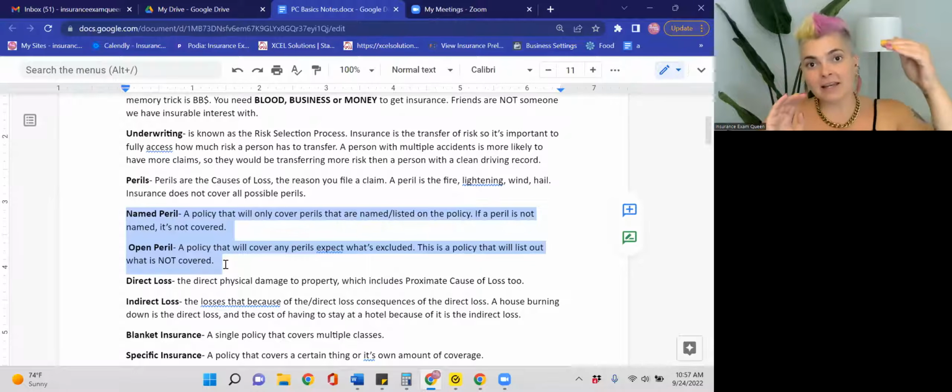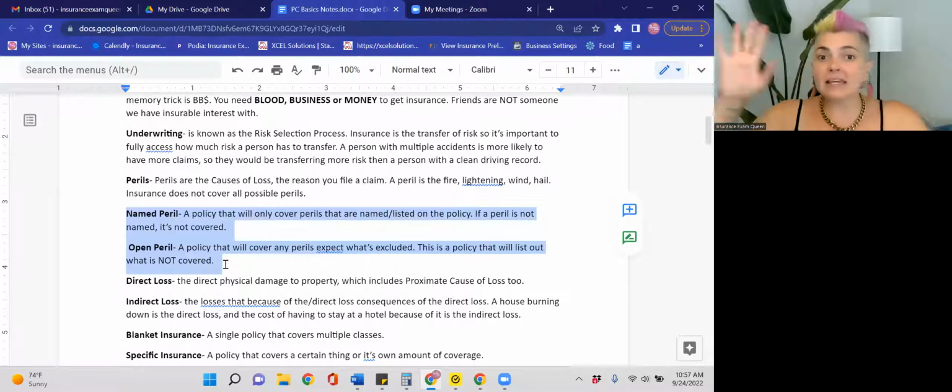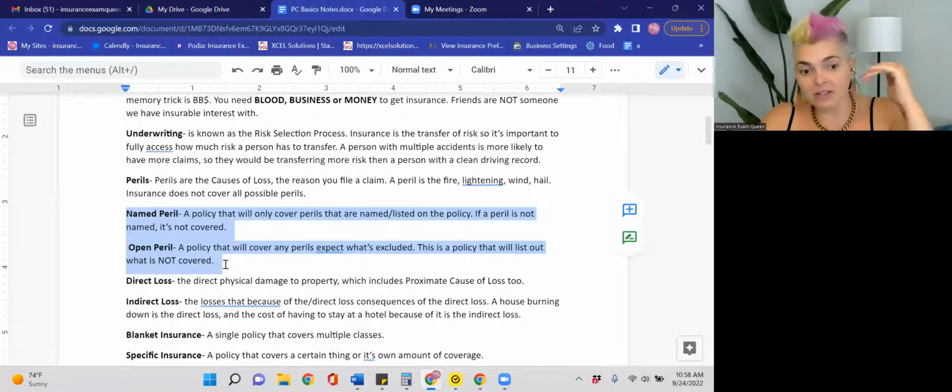Fire, lightning, internal explosion. Those are the only 3 perils covered on a DP1, dwelling policy 1, which we'll talk about. But you only get those 3 perils. And if anything else happens outside of that, it's not covered on a DP1 policy, because only fire, lightning, and internal explosion are the covered perils.